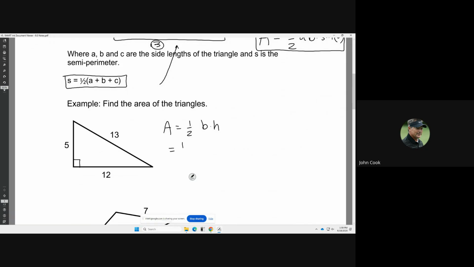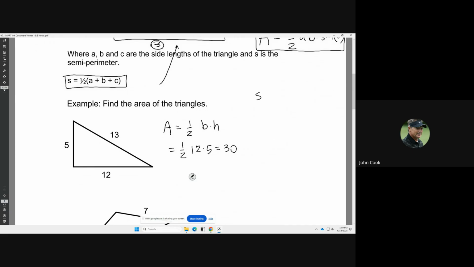So it's going to be 1/2 of the base and the height, which need to be perpendicular to each other. So 5 and 12. So 1/2 of 5 times 12. 5 times 12 is 60. 60 divided by 2 is 30. So it's 30 units squared. But I'm going to show you can also find this using Heron's formula. It's going to take a little bit more time, but you still get the same area, 30.